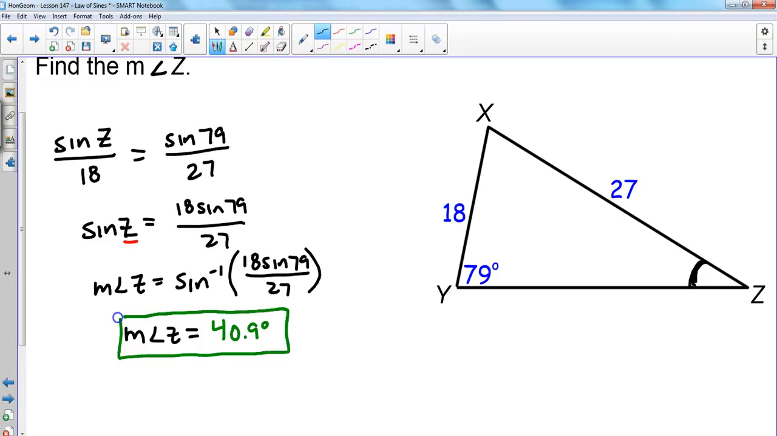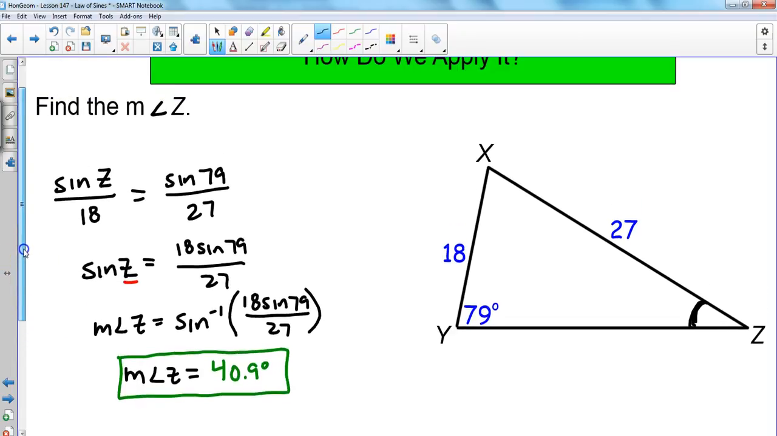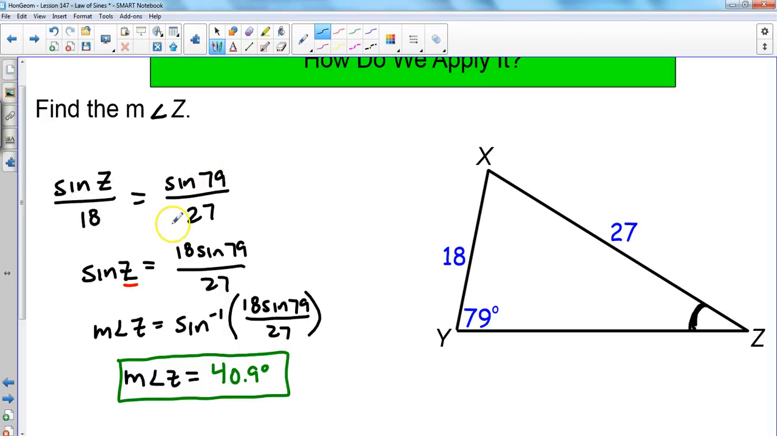So again, we use the law of sines here in order to set up our relationship, and then from there it's just knowing how to undo these operations. Isolate the sine of Z, and then in order to undo that function we have to take the inverse sine. Anytime we're solving for an angle, we need to use an inverse trig function.